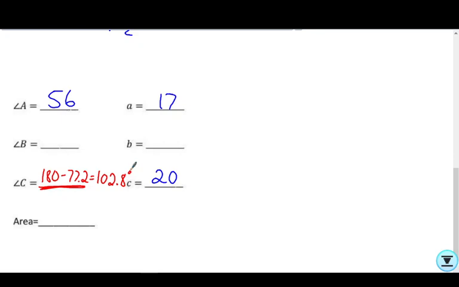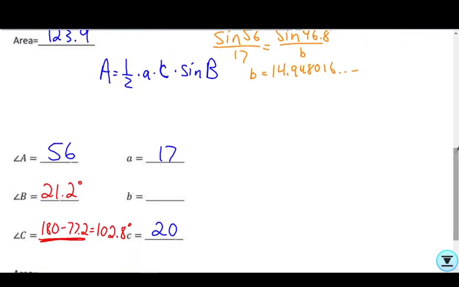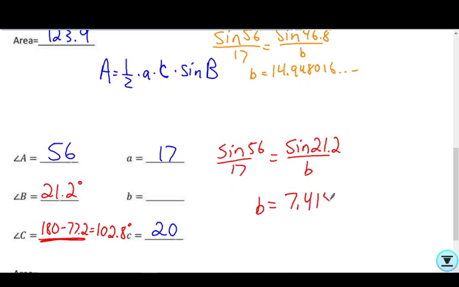And then again, subtract these two from 180, which gives me 21.2 degrees for angle B. Then, using the exact same ratio we used up here to find B the last time, sine of 56 over 17 equals the sine, and this time plug in 21.2, and that'll find my new side B, which is 7.41536..., which is 7.4.